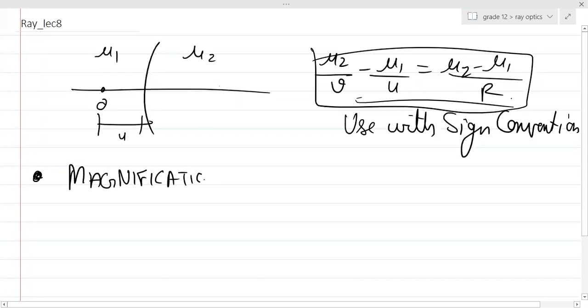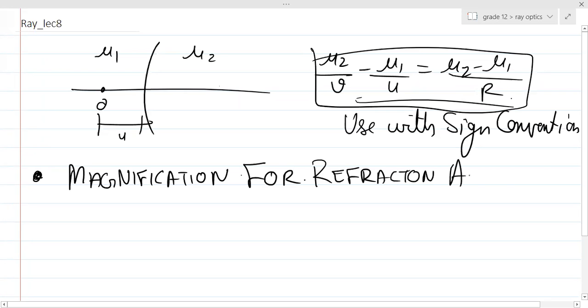Magnification for refraction at spherical surface.